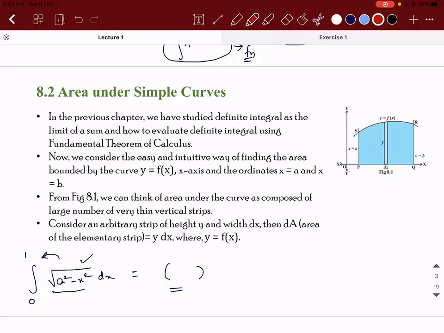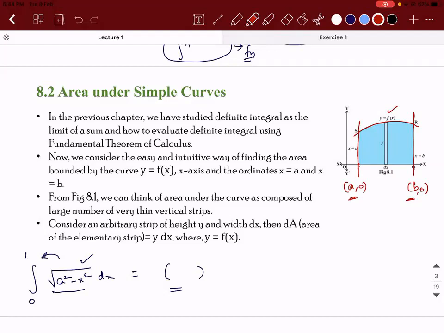Now listen. If I take a function f of x like this, I'm taking a boundary where x is equal to a. x is equal to a is a line parallel to the y-axis, and x is equal to b is a line parallel to the y-axis again. This point is a comma 0 and this point is b comma 0. Between the points a and b, I'm interested in calculating the area made by this function f of x with respect to the x-axis.